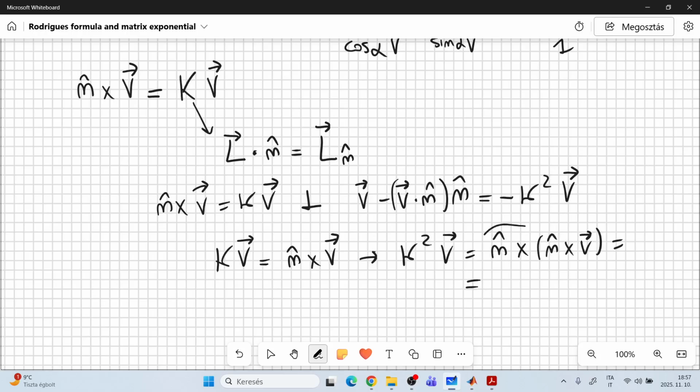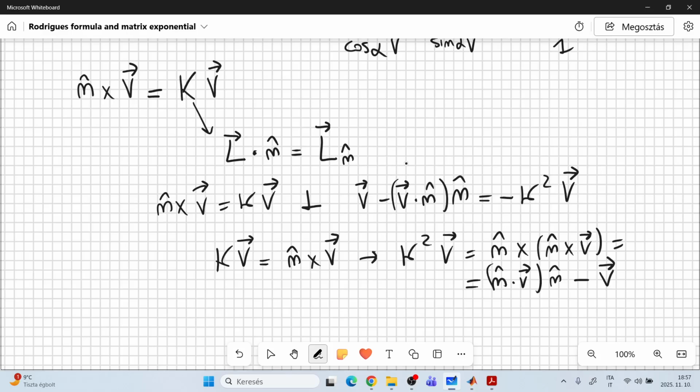And if you use the properties of cross products, that can also be written as the dot product between this vector and this vector, so n dot v multiplied by this vector n, minus the dot product between these two, which is n squared, and that n squared is equal to 1 because it has unit norm, times the third vector here, which is v. So I have basically proved this formula here.